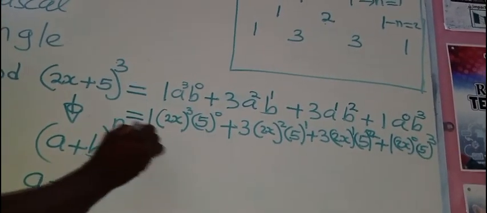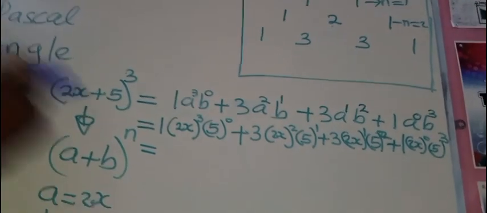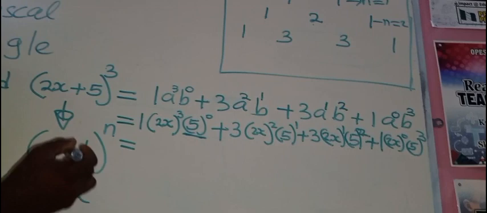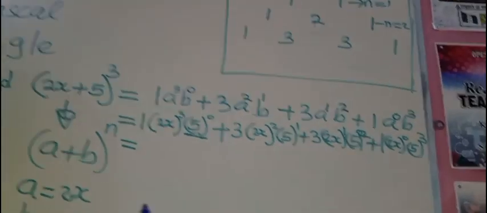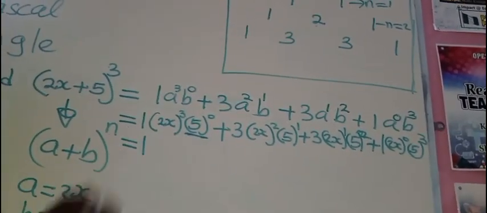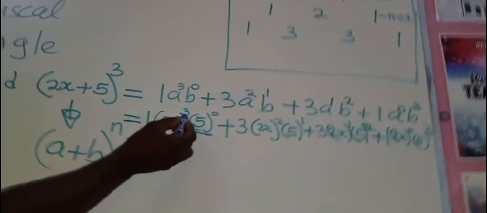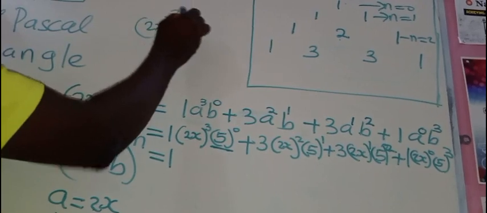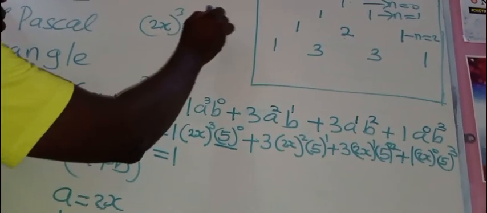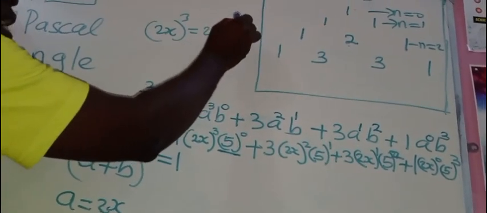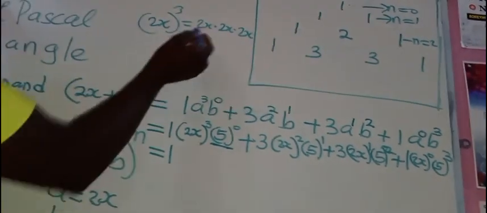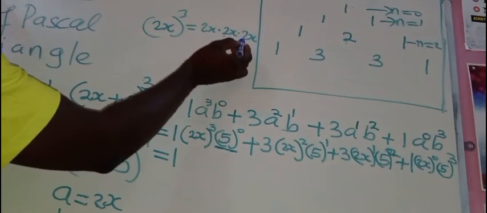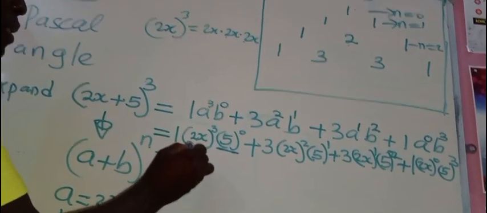Now, this gives us. Now, look at this. Everything raised to power 0 is what? 1. This 5 raised to power 0 is 1. Is that not so? So this one is 1. Now look at this. 2x raised to power 3. What does it mean? It means 2x times 2x times 2x. How many 2 do we have there? What is 2 times 2 times 2? That will be 8.